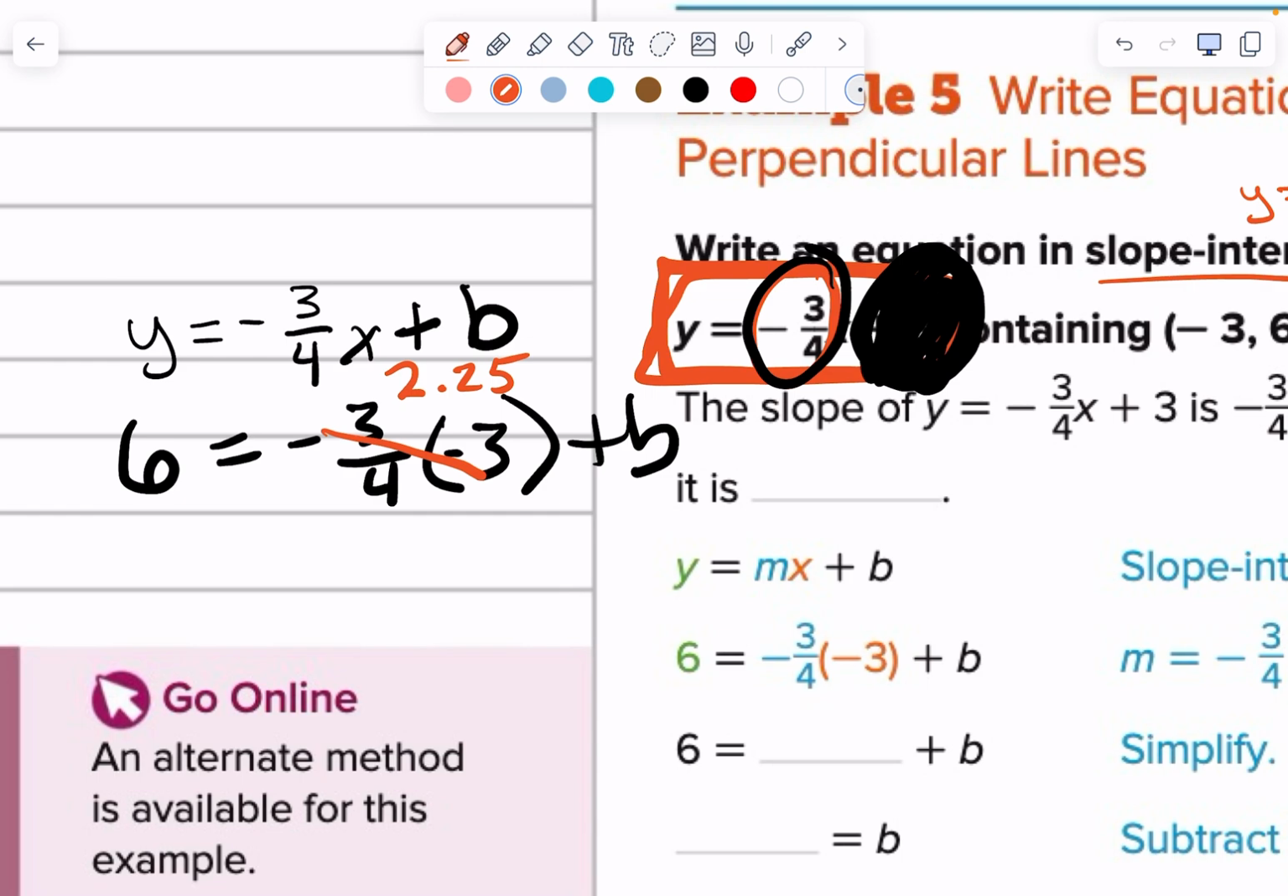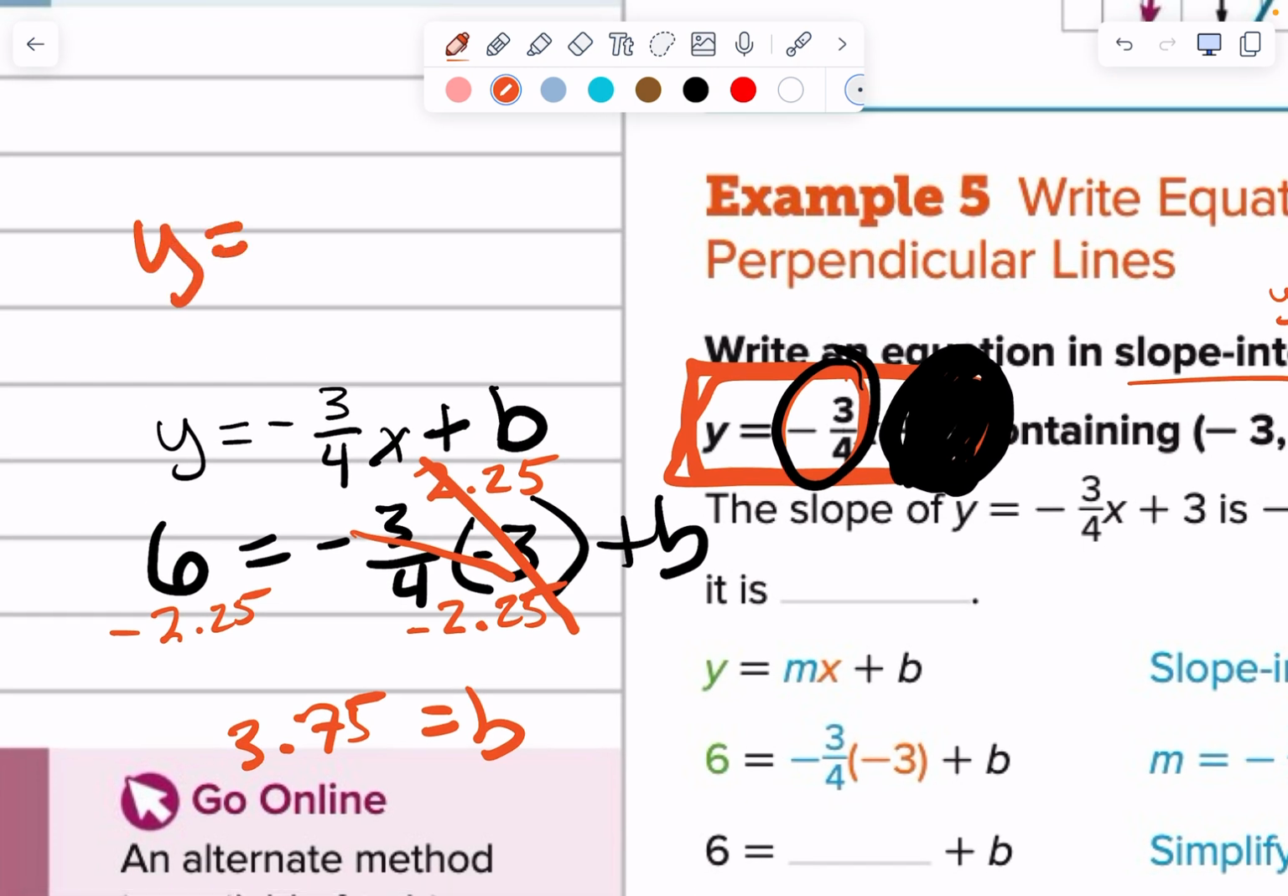Now how do I solve for b? Subtract the 2.25. Minus 2.25. Okay, b is 3.75. So the final answer is y equals -3/4 x plus 3.75, or 3 3/4. I'll convert it back to a fraction.